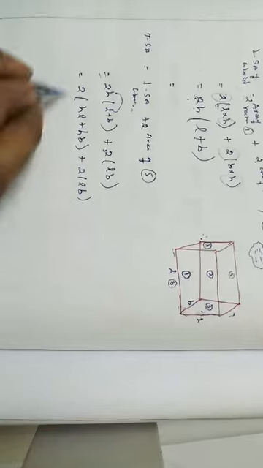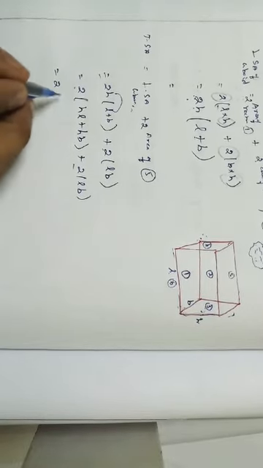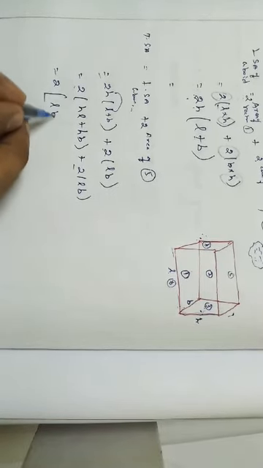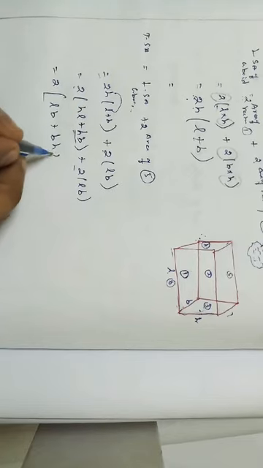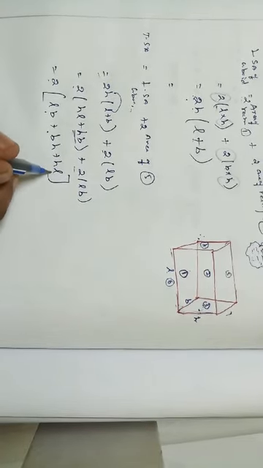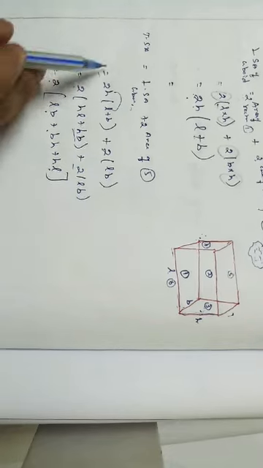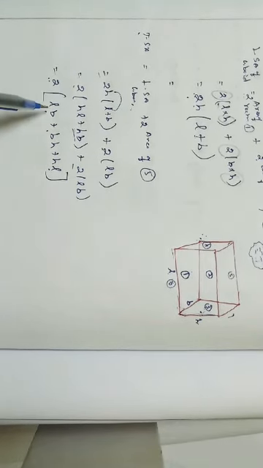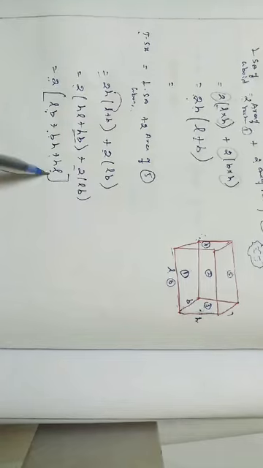So in the whole expression, 2 alone is common. Just taking 2 common, what is the remaining? LB, BH, HL. 2 times of LB plus BH plus HL. Understood? So TSA of cuboid is equal to 2 times of LB plus BH plus HL.